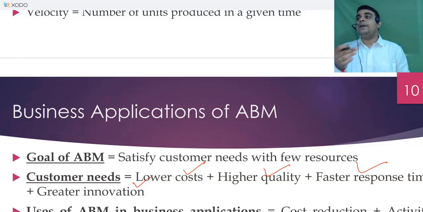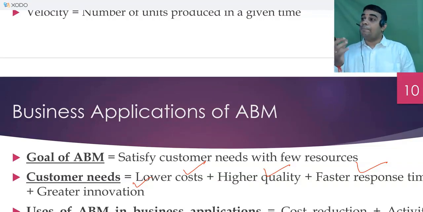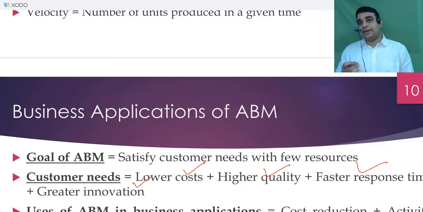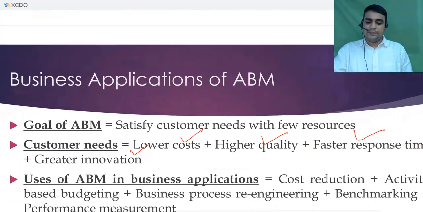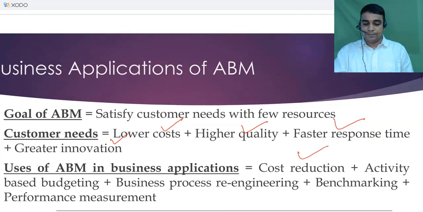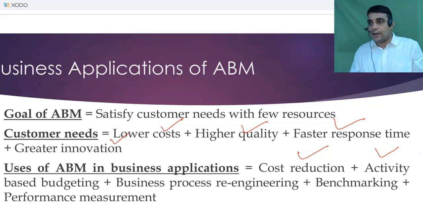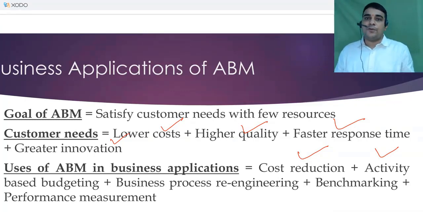So in that, ABM can also play a role. What are the roles of ABM? ABM can help you in cost reduction. ABM can help you in doing some benchmarking. ABM can also help in business process re-engineering. ABM can also help in activity based budgeting or activity flexible budgeting. We'll talk about this term as we proceed. So these are the areas where ABM can play a part: cost reduction, ABB, activity based budgeting, BPR, benchmarking, and performance measurement. These are the areas where ABM can play a part for the business.